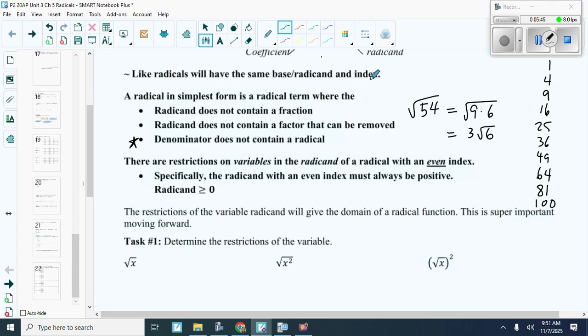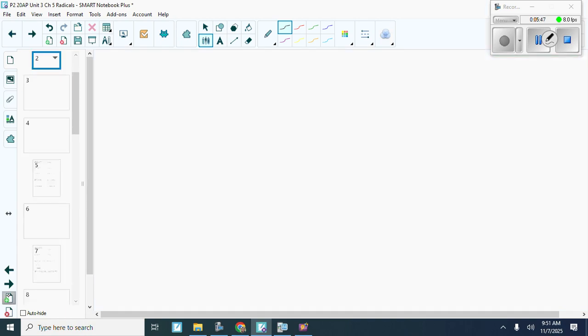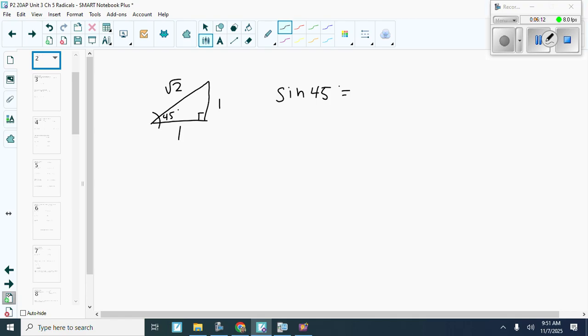Last year when we did special triangles, this was one of the special triangles where it was 45, 45, and 90. Remember if we were looking at this angle and we wanted the sine of 45 degrees, we would say, oh yeah, SOHCAHTOA. So sine is opposite over hypotenuse. So opposite is 1 over our hypotenuse, root 2.